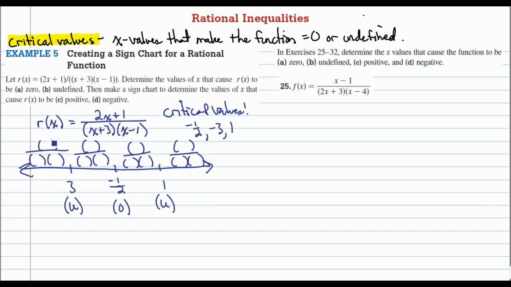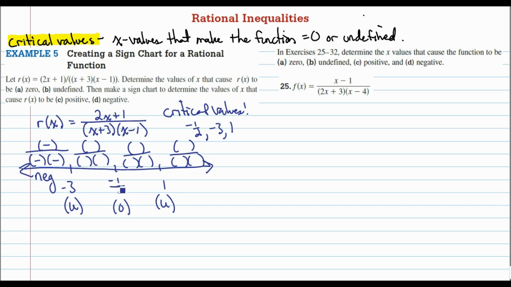Alright, so I'm going to pick any number to the left of negative 3, so negative 5,000. The numerator will be negative. The negative 5,000 plus 3 will still be negative. Negative 5,000 minus 1 will still be negative. Two negatives make a positive, so a negative divided by that positive would be negative.